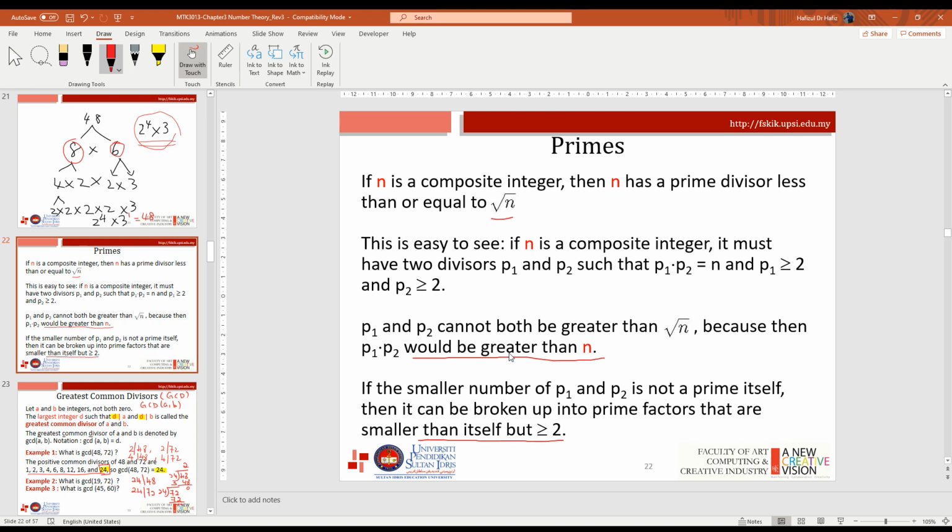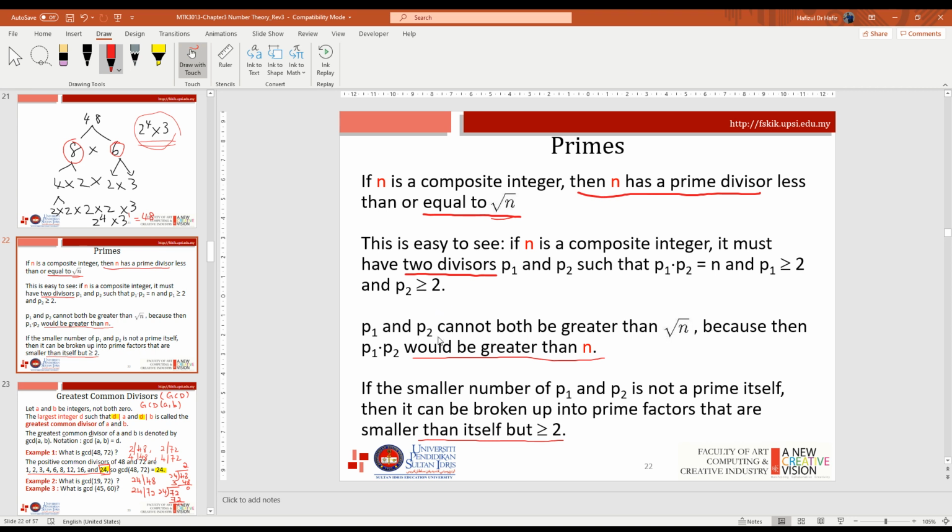Okay, for the prime, if n is a composite integer, then n has a prime divisor less than or equal to the square root of n. This is easy to see. If n is a composite integer, it must have two divisors, p1 and p2, such that p1 multiplied by p2 is equivalent to n, and p1 is greater than or equal to 2, and p2 must be greater than or equal to 2.